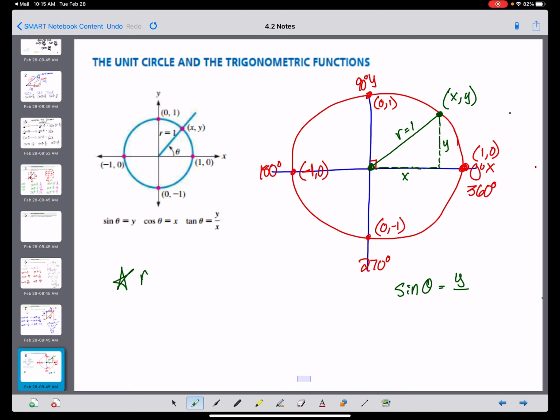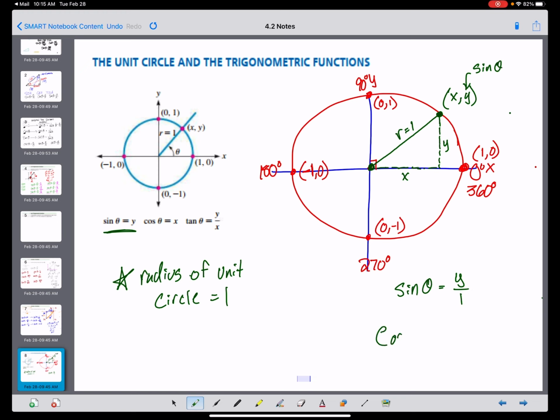Sine of this angle is just the opposite over the hypotenuse. Opposite is Y. Hypotenuse, well, we already said the radius is always equal to 1 on the unit circle. I didn't explicitly say that, so let me do that. Radius of unit circle equals 1. So sine of theta is equal to Y over 1, which is just Y. So this value right here is just the sine of theta.